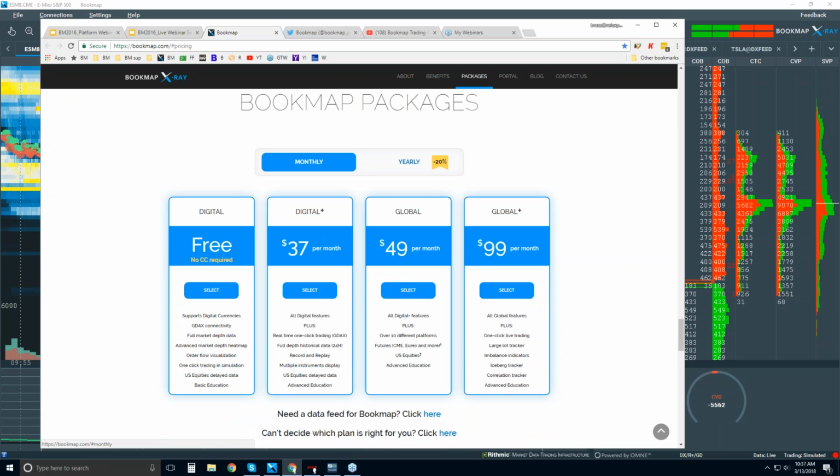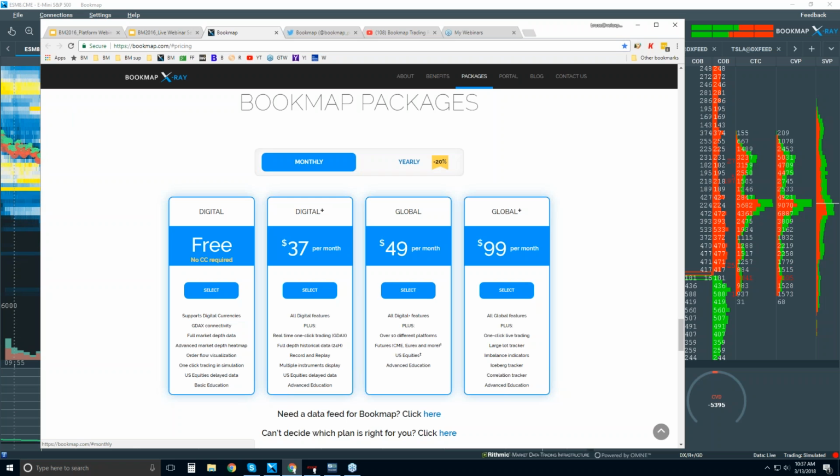All right, this is where you can find Bookmap. You can subscribe monthly or yearly. There are two different versions, basically digital and global, with some variations with digital plus and global plus. The digital version here is free. It connects to the GDAX exchange. It is live data, and it's a full working copy of Bookmap. However, you can only access one digital currency at a time.